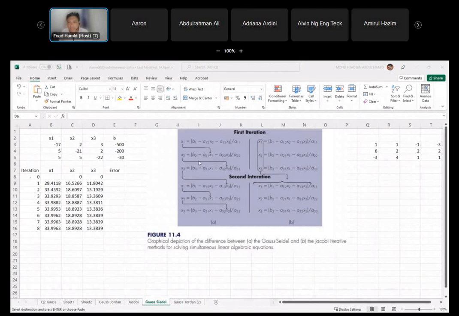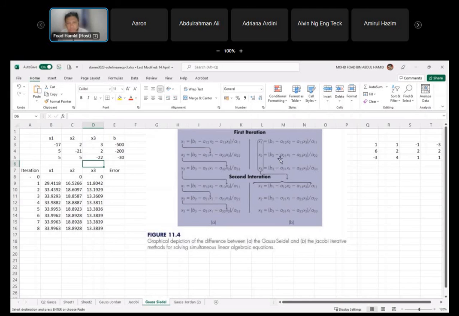Note that these are the differences between Gauss-Seidel and Jacobi. So this is Jacobi, and this is Gauss-Seidel. Note that our assumption is that in this case, for Gauss-Seidel, this is 0 and 0. Oh, okay, I made a mistake just now. So this is 0 and 0. We assume x2 and x3 are 0 for the first iteration and so on.